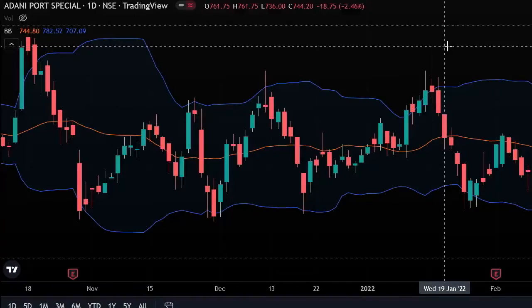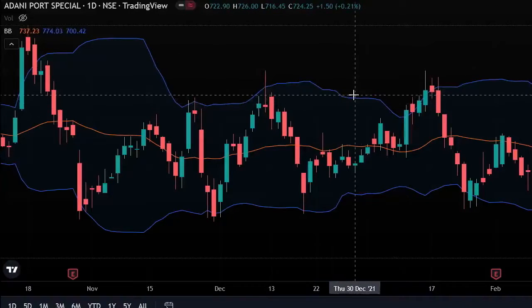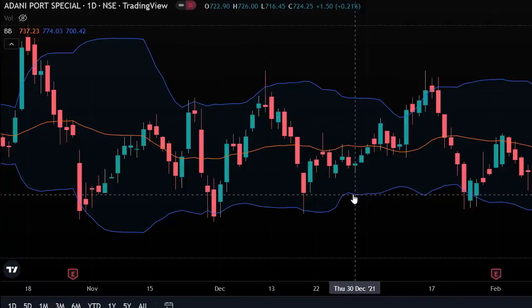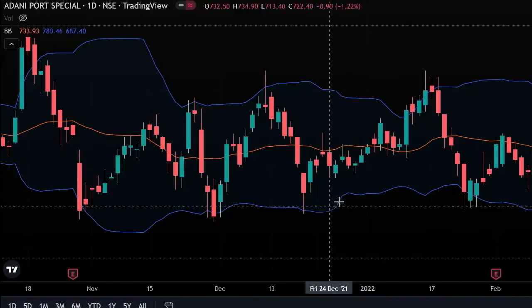As you can see on the chart, Bollinger Bands consist of three lines. One is the upper band, second is the midline, and third is the lower band.